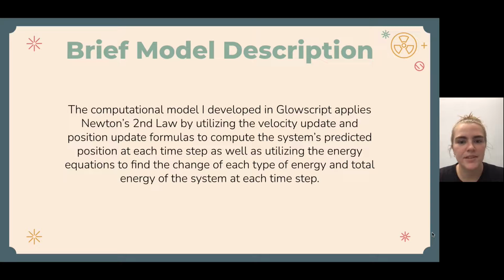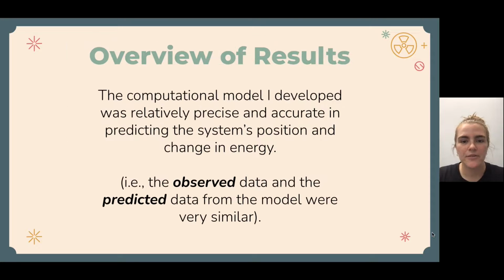So a quick model description is that I developed the model in GlowScript and applied Newton's second law by utilizing the velocity and position update formulas to compute predicted position at each time step and utilize the energy equations to find the change of each type of energy and total energy of the system. Quick overview of results is that the results were relatively precise and accurate in predicting the system's position and change in energy between the observed and predicted data.